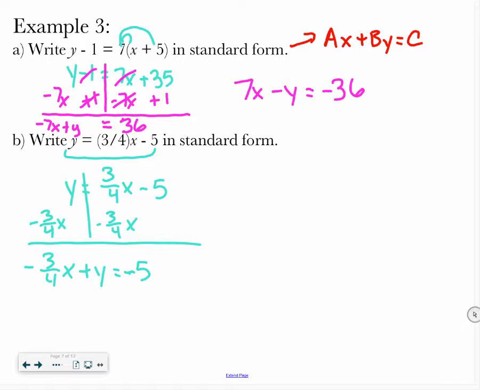And again, if I don't want to have a negative x, I can just do 3/4 x. I had a positive y, that's now negative. And I had a negative 5, it's now positive. So both of those would be correct.